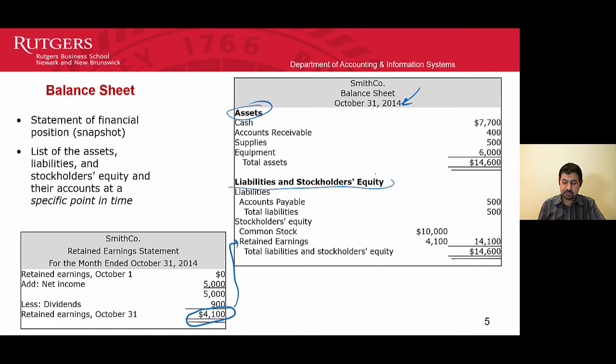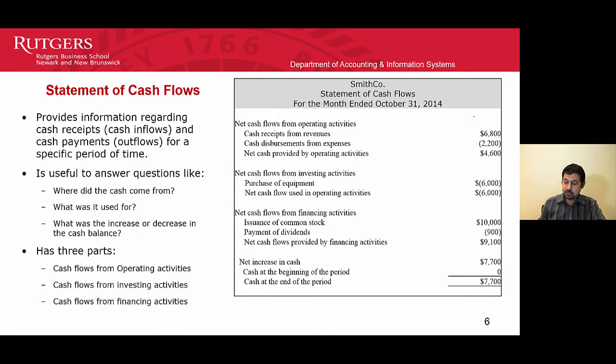The second, and then we include the liabilities and stockholders' equity. And as you can see here, the total assets must always be equal to total liabilities and stockholders' equity. Now, this number here, the balance in cash, is supposed to be the same as the cash at the end of the period, that is basically what we find at the end of the statement of cash flows.